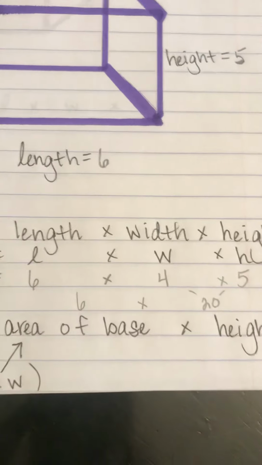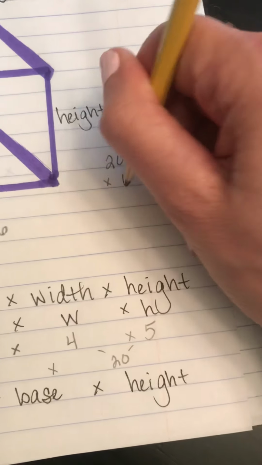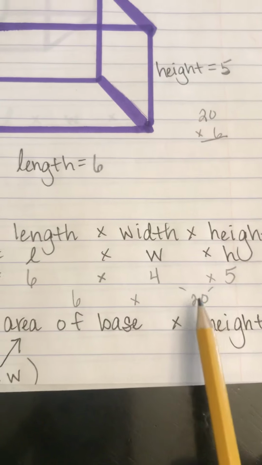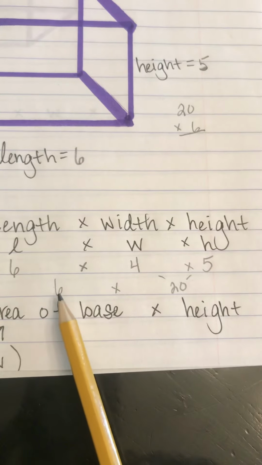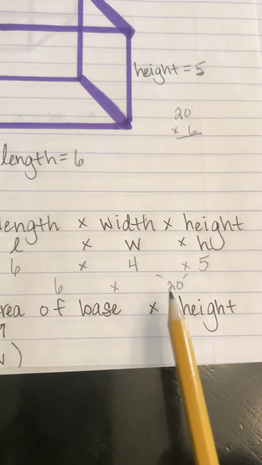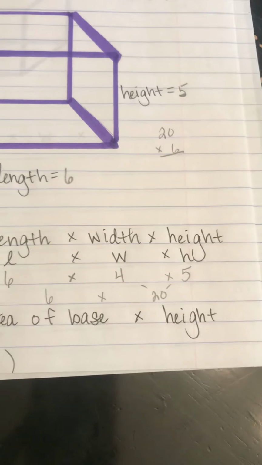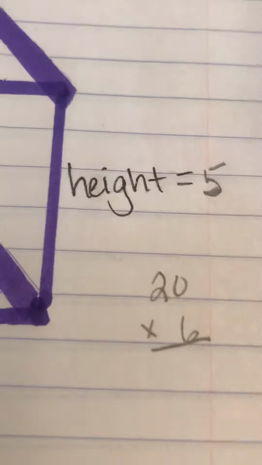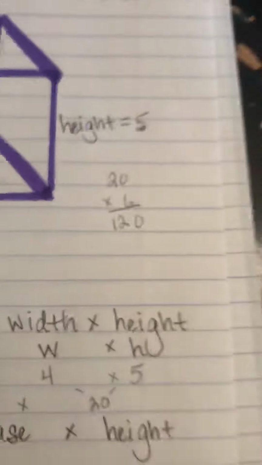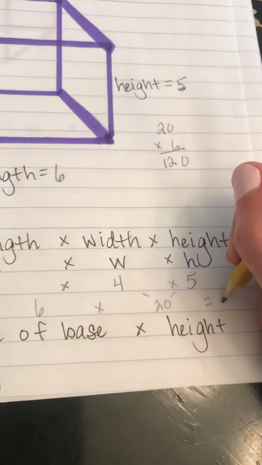If you can't do it in your head, you simply go off to the side and work out 20 times 6. When you multiply this out, if you have something that has a 0 at the end, you can just look at the basic fact, which is 6 times 2. That would be 12, and then there's 1 zero, so that would be 120. If you work it out, 6 times 0 is 0, and 6 times 2 is 12. Notice we got 120 in both cases. So our volume equals 120.